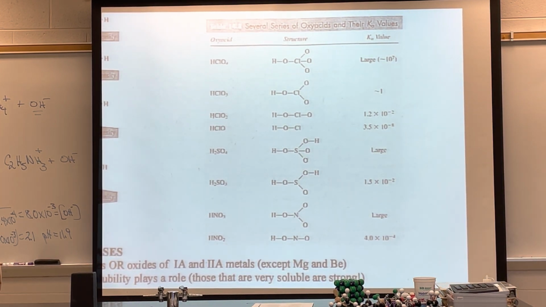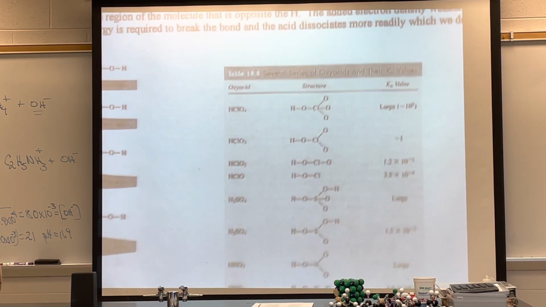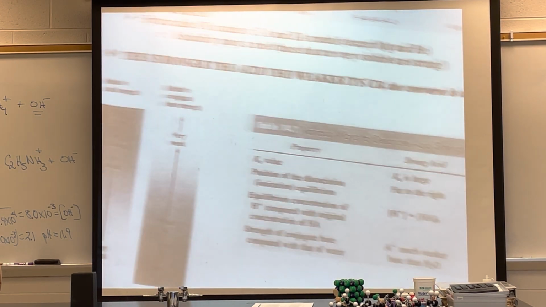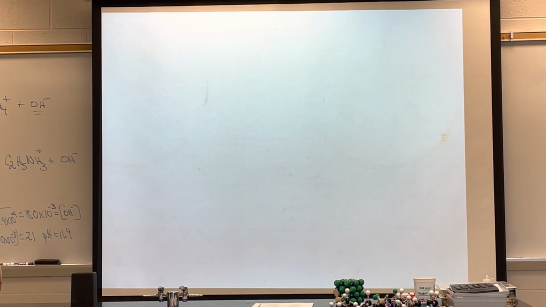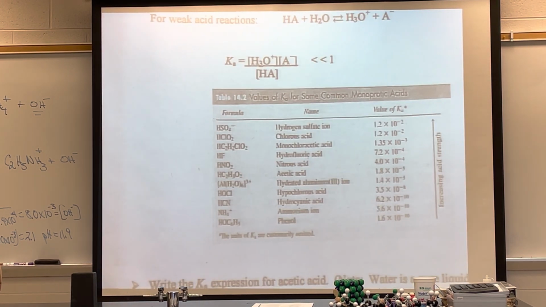So you should be given a list and be able to identify which one is the strongest acid based on structure. We did several practice problems of those in the back of your book on Friday. And then this here: the stronger the acid, the weaker its conjugate base. We already talked about that. All right, we're getting to the end of what we've come across.